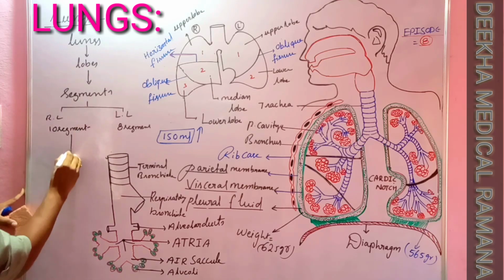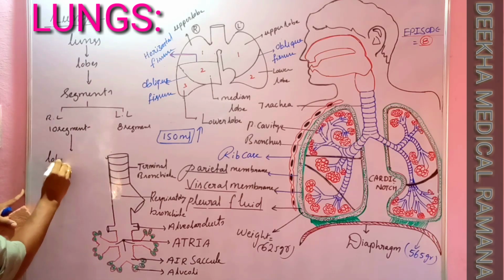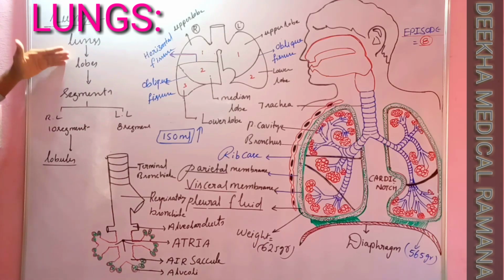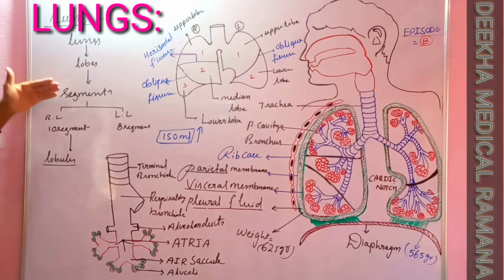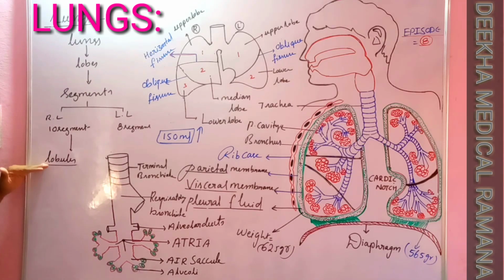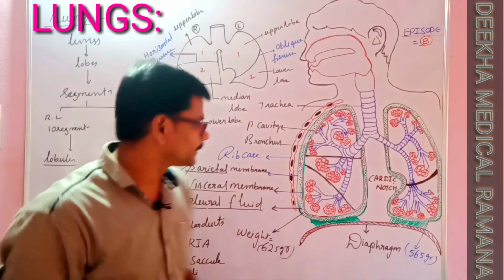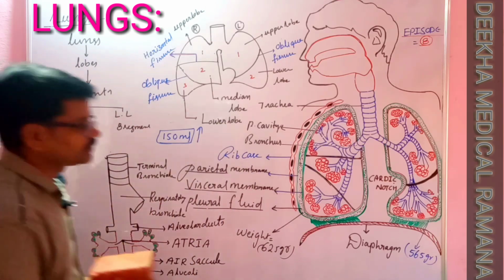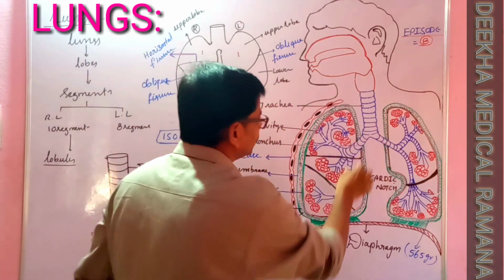Now each segment is divided into lobules. We have to understand this. Lungs are divided into lobes, lobes are divided into segments, and segments are divided into lobules. We have to understand the internal structure of the lungs. What structures are present internally?